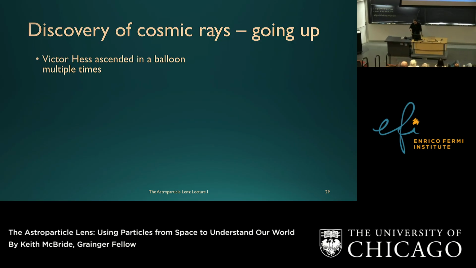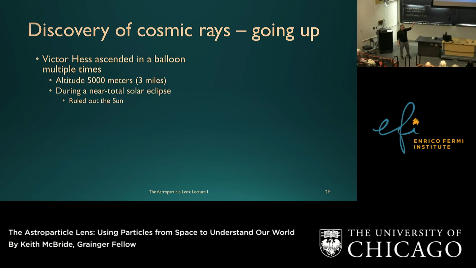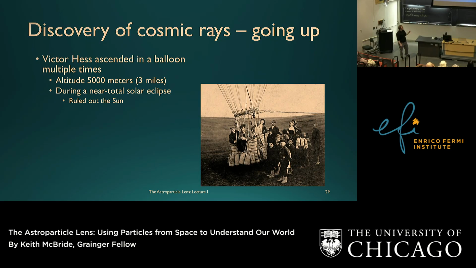He ascended in a balloon multiple times in 1911, 1912, and determined by going up to an altitude of 3 miles that the radiation is actually so much stronger when we go up in altitude. We can get our electroscopes to discharge even faster, okay? And he did this during a near solar eclipse because at the time people thought, well, if it's not from the rocks, it's probably from the sun if it's actually from the sky, right? But if you go up during a solar eclipse, the sun's blocked, so it can't be that either. Very smart of him, actually.